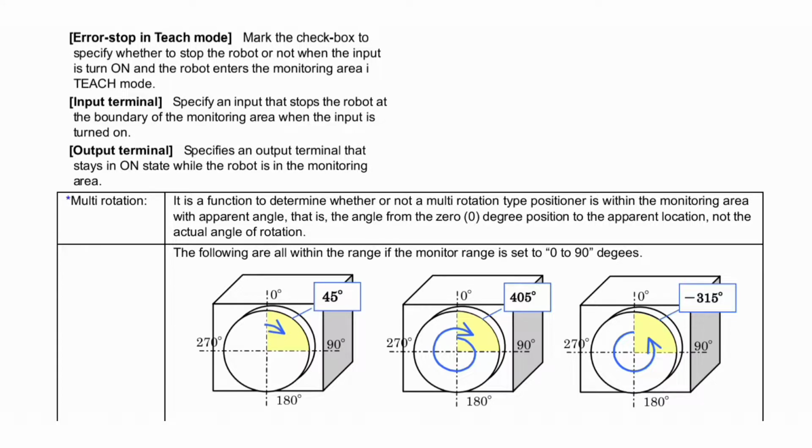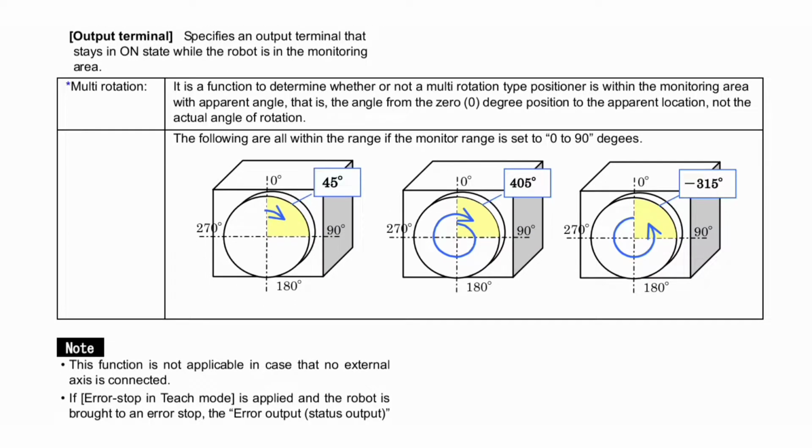Input terminal. Specify an input that stops the robot at the boundary of the monitoring area when the input is turned on. Output terminal specifies an output terminal that stays in on state while the robot is in the monitoring area. Here you can see a table.